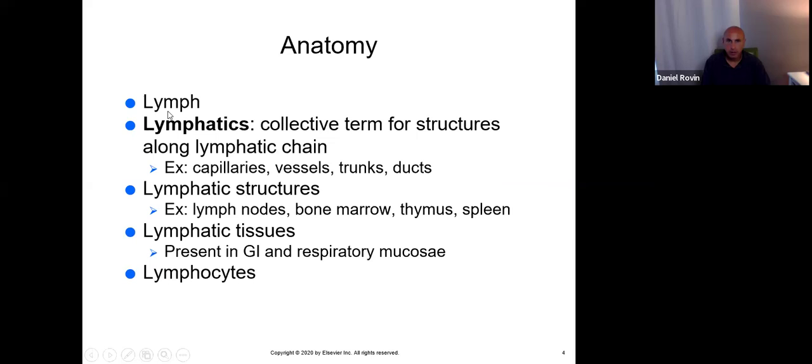Lymph is the fluid. Lymphatics or lymph vessels are the vasculatures from the lymph capillaries to the larger lymph vessels to the largest of all, which are the lymphatic ducts. And the largest of any lymphatic duct is called the thoracic duct. But the workhorse of the lymphatic system is the lymph node. The lymph node is the absolute workhorse.